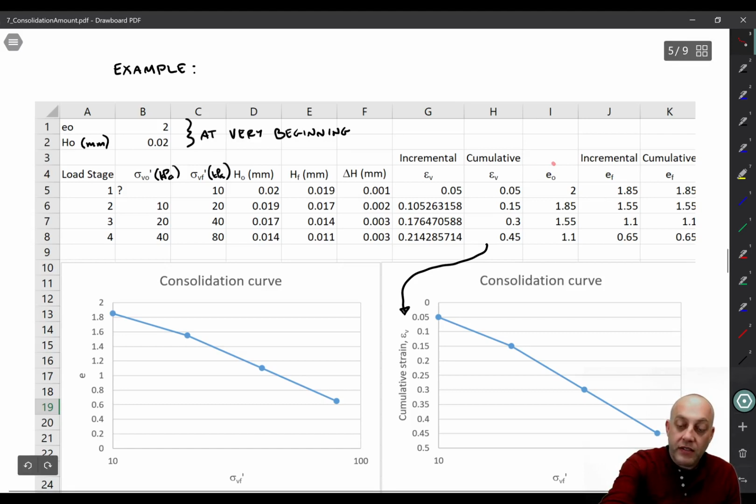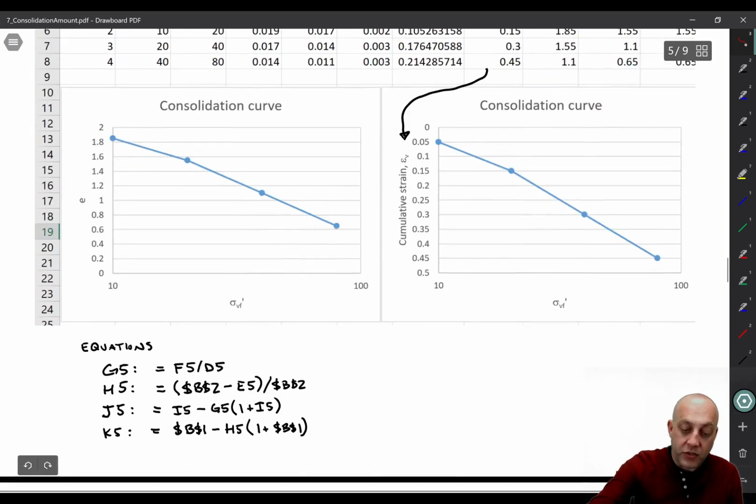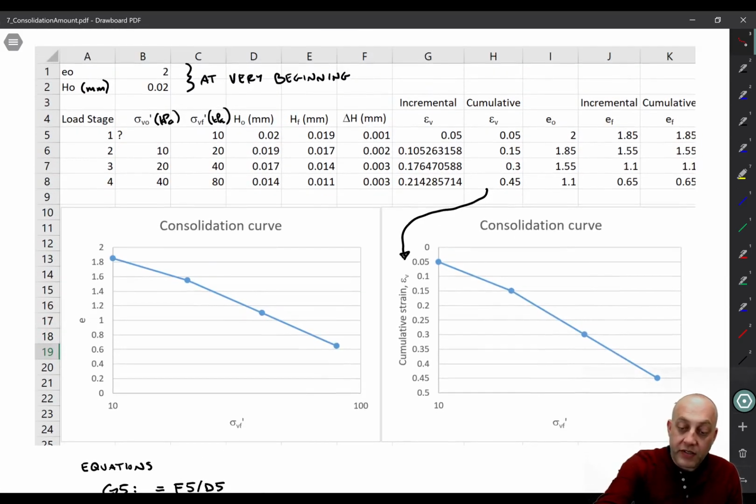Alright, now E naught is the initial void ratio. So at the beginning of stage 1, it's equal to the initial void ratio at the beginning of the stage. So this one would be equals B1. Then EF, you can compute it using the incremental equation or the cumulative equation. So using the incremental equation, this is J5, right? J5 is equal to I5 minus G5 times 1 plus I5. So I5 is E naught.